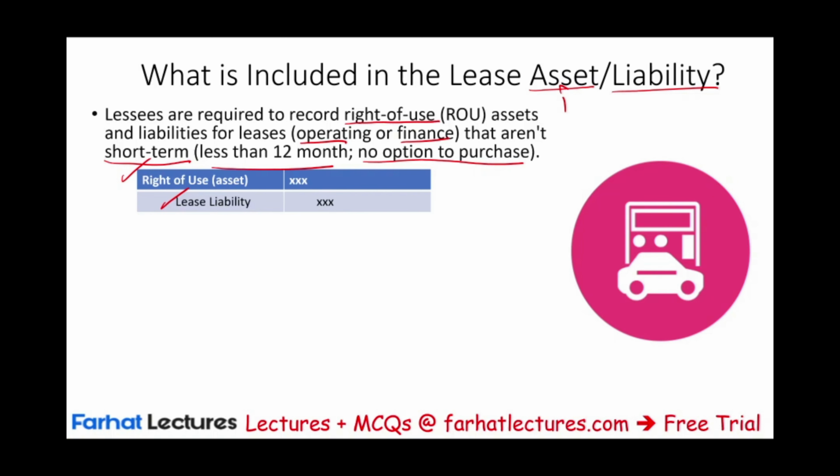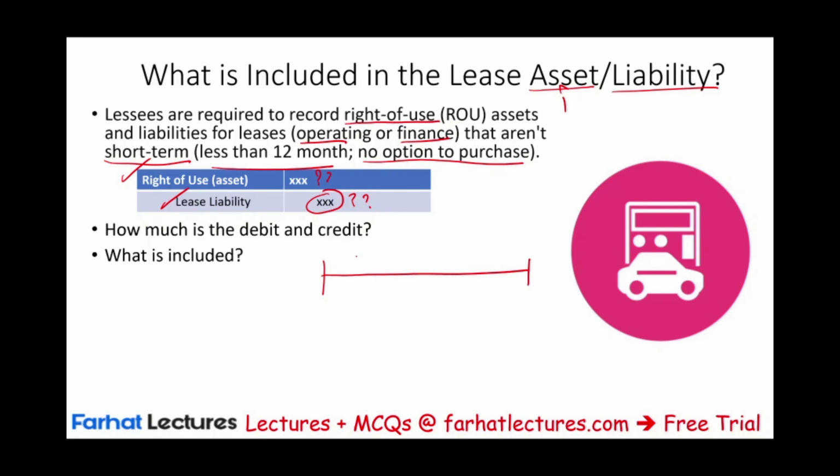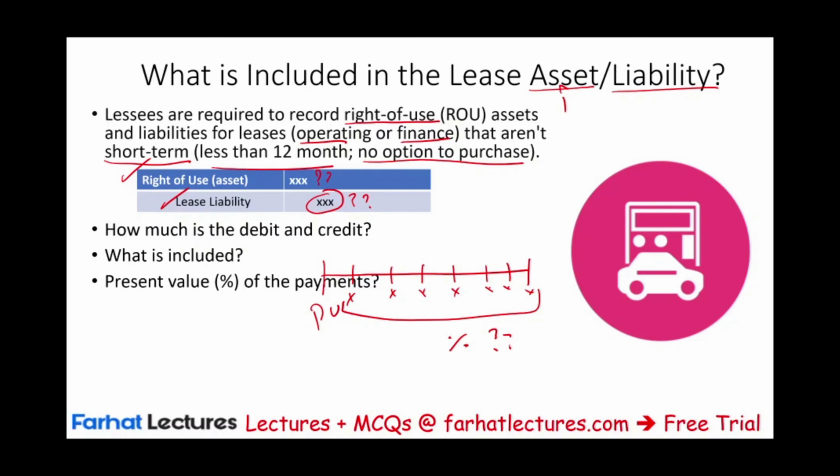So the question becomes, how much do we debit and how much do we credit? What's included in the debit and what's included in the credit? Let's start with the credit to illustrate this concept. Think about a liability. What is included in a liability? When we think of long-term liabilities, liabilities are recorded at the present value of the payments. So we have to figure out the payments. Also, these payments are discounted using a percentage. What percentage are we going to be using?